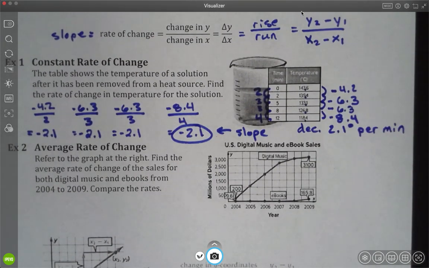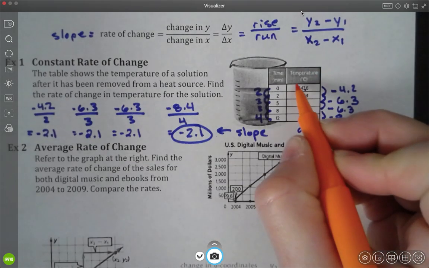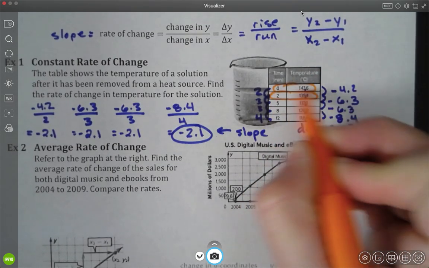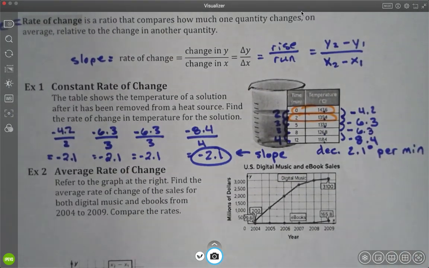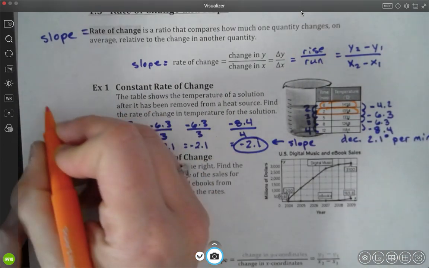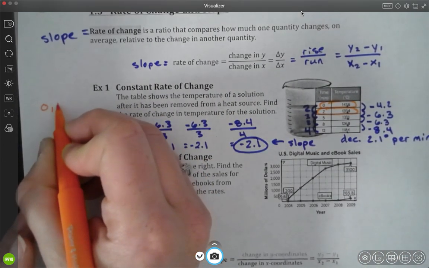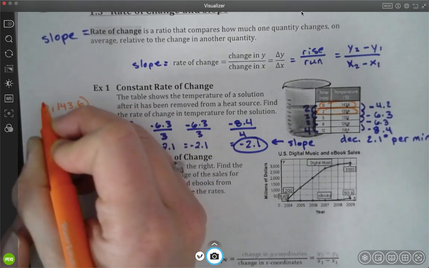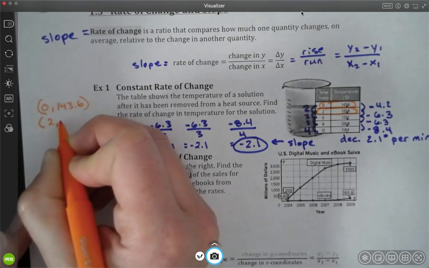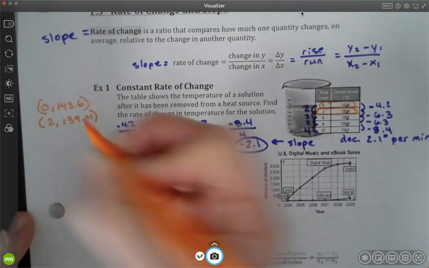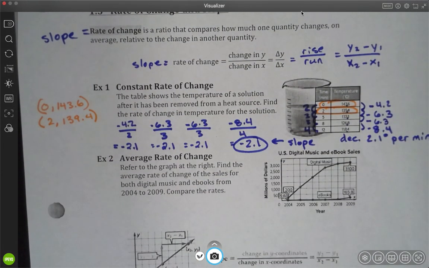Yeah? Okay? Now, if we wanted to do the whole y2 minus y1 over x2 minus x1, we can do it that way as well. Let's look at these two guys right here. This guy and this guy. Okay, those two coordinate points, I'm going to do this in yellow at the left. Our two coordinates are 0, 143.6, that's one coordinate, and the other one is 2, 139.4. Okay, we're going to do y2 minus y1 over x2 minus x1. We're going to see if we get negative 2.1.